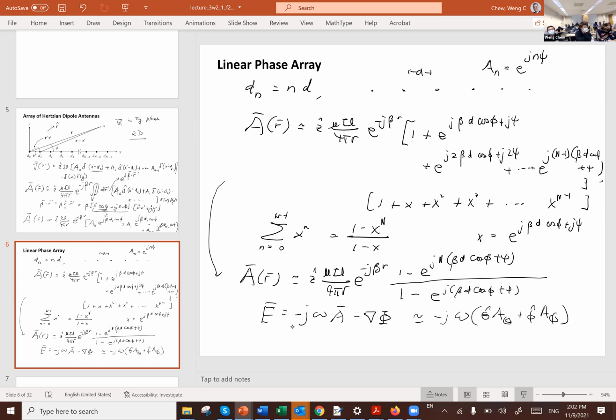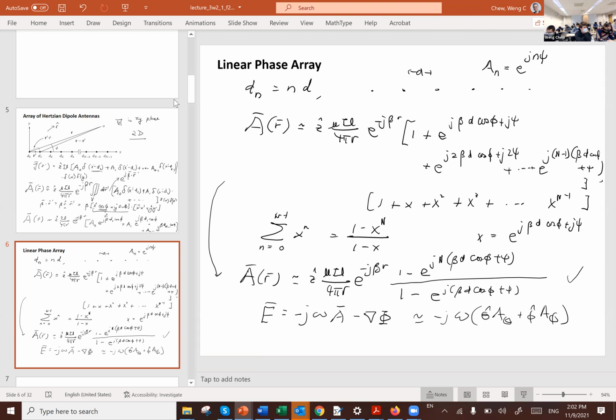I'm not going to show you the mathematics, but from the physics you can see that this has to be the case. The electric field, the vector potential, has to be transverse to the direction of propagation. Hence the electric field has to have only theta and phi left. You only need to worry about the theta and phi components of this vector potential. The radial component, don't worry about it. That's what the story is telling you.